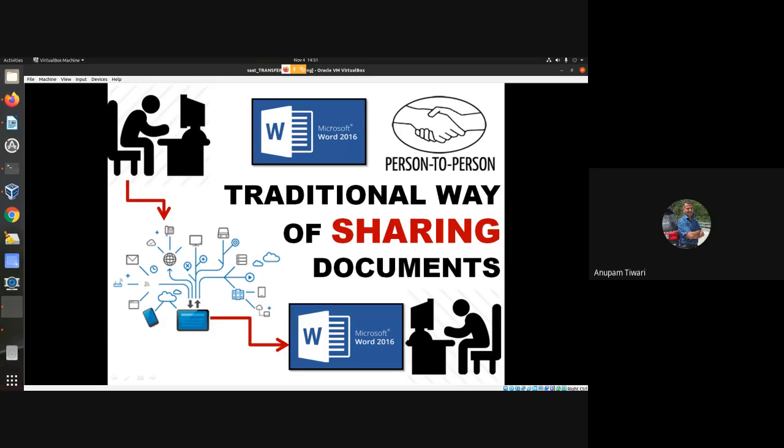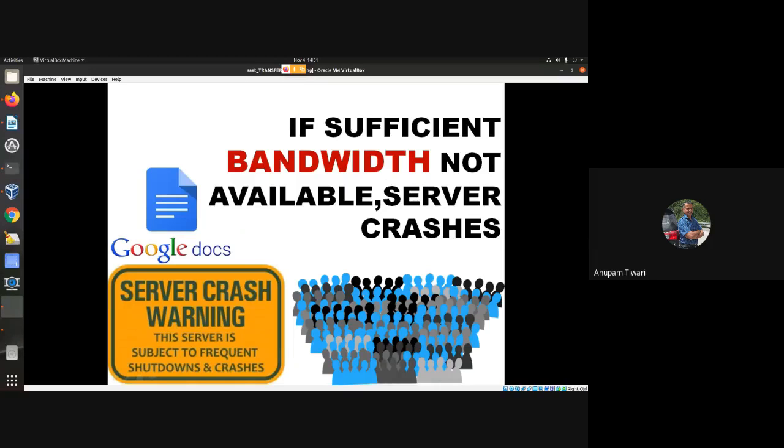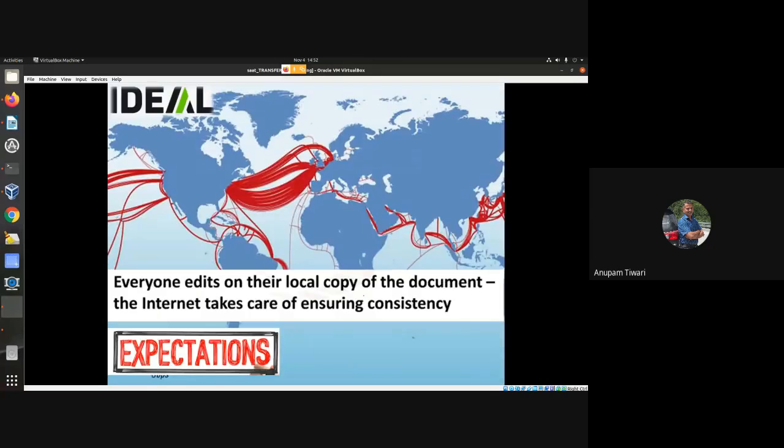Take the traditional way of sharing documents. How do we share documents? We can have a network, or two people on email, or Google Drive, Google Docs, etc. There are various ways and means. But the moment the number of users increases to 1 million or higher, crores or billions, the bandwidth may not be able to take that much load and the server crashes. So there we have options: centralized, decentralized, distributed.